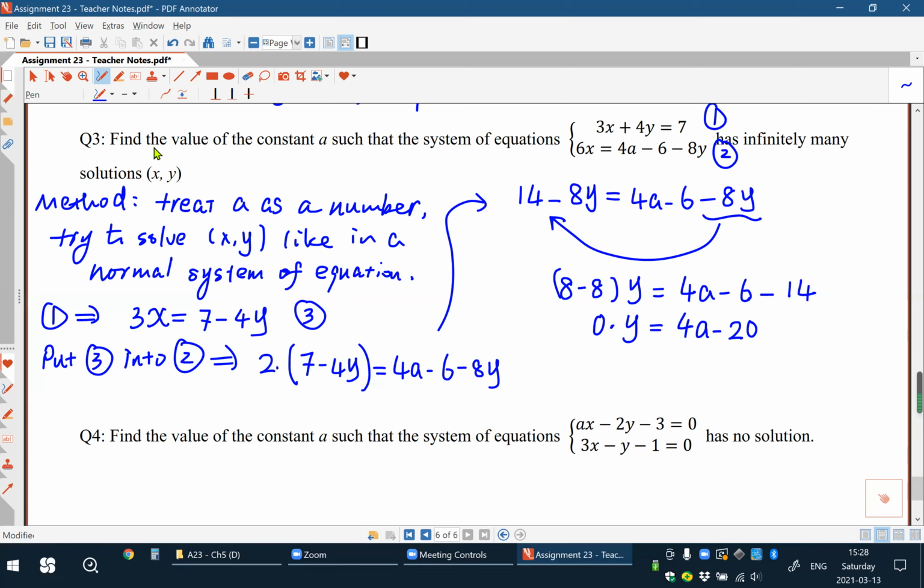So we need to look back to the question. What is the question here? The question asks what the value of a should be in order to make infinite solutions for y. Okay, so pay attention here. The left-hand side is always 0, no matter what y is. The left-hand side is always 0, right? So in order to make it many solutions, as long as 4a minus 20 is 0, there are many solutions for y, right?